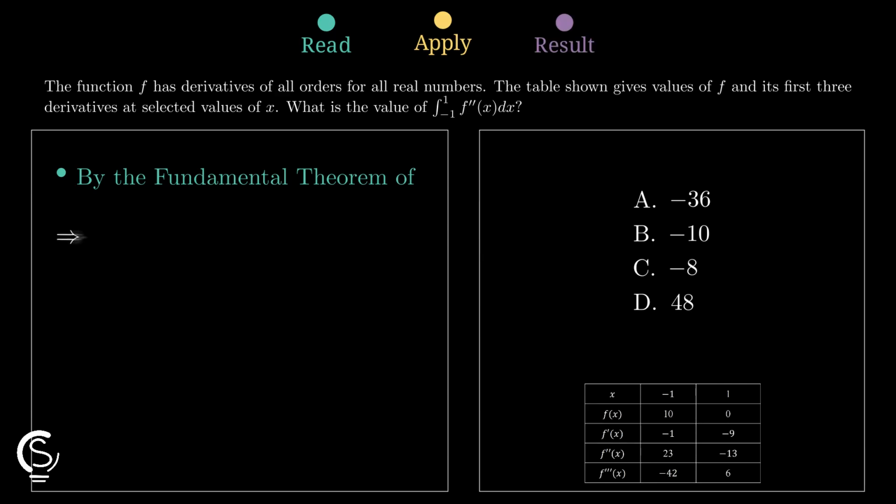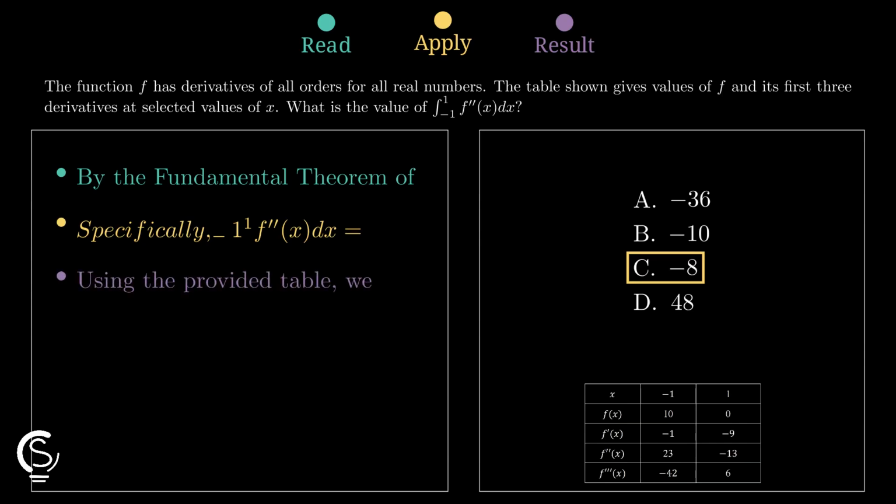From the table, f of 1 is 2 and f of negative 1 is 10. Subtracting 10 from 2 results in negative 8.